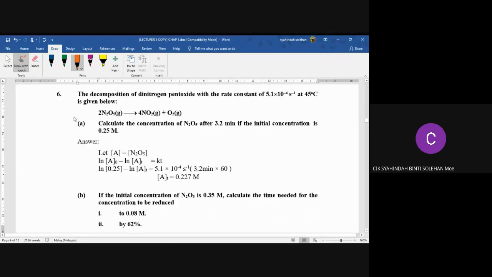Dia bagi tahu the decomposition of dinitrogen pentoxide with rate constant of 5.1 times 10 to the power of negative 4 per second at 45 degrees Celsius is given below. Okay, so soalan suruh kamu calculate the concentration of N2O5 after 3.2 minutes if the initial concentration is 0.25 molar.